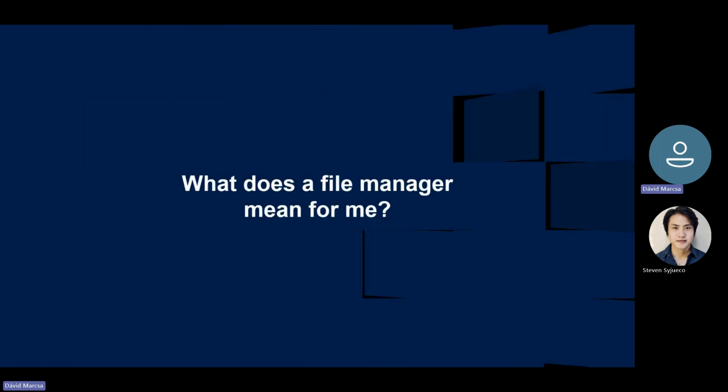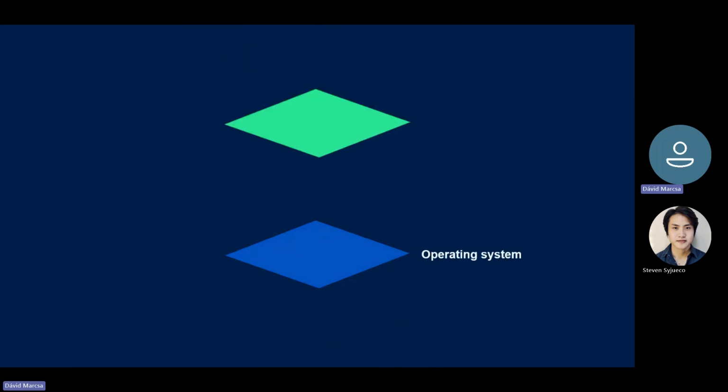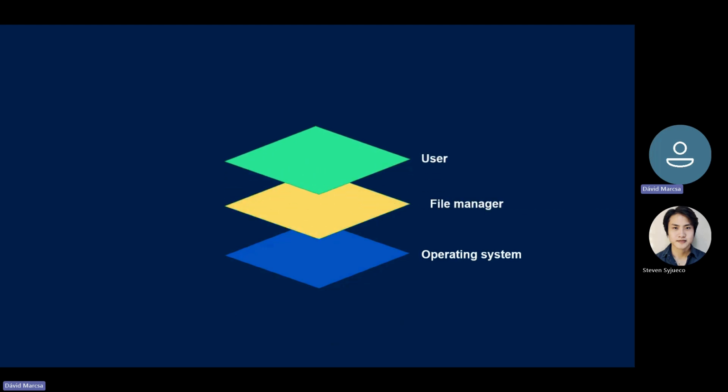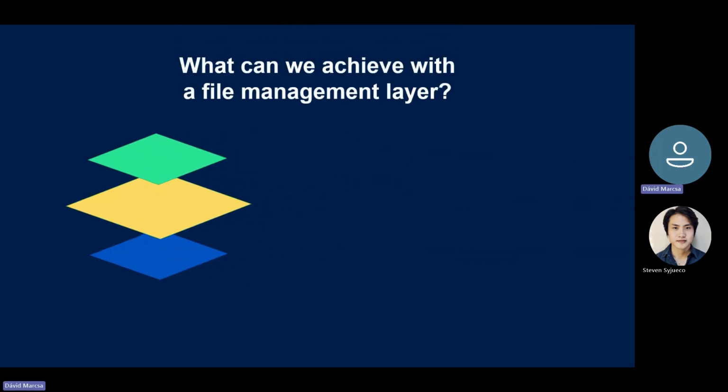But let's start. What does a file manager mean for me? Well, if we have an operating system and we have a user who performs tasks on this system, we may think about the file manager as a layer between the two. And what can we achieve with a file management layer? Well, for example, we can create a better visual overview because a file management layer may provide a clearer and more organized way to view and to interact with files, which may be crucial because 80% of the information we gather daily comes through our visual senses.